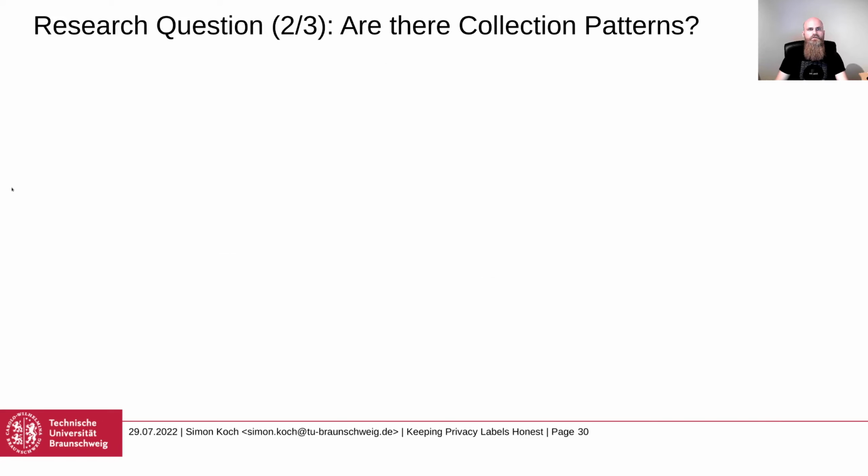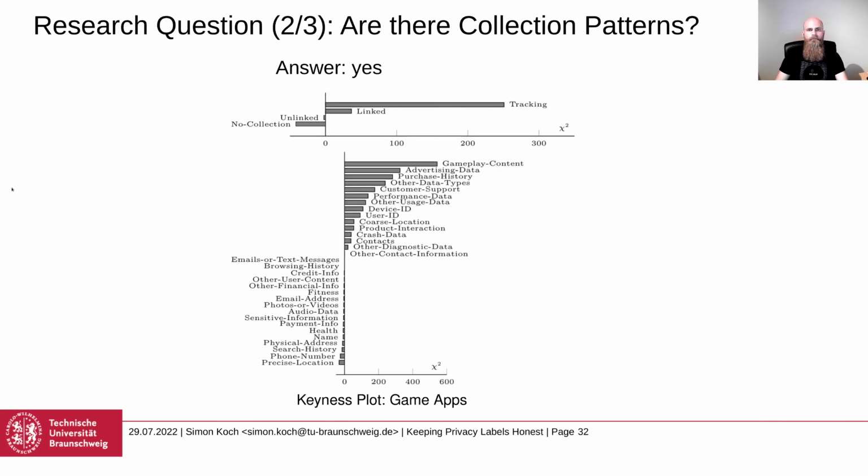The second question we wanted to answer was, are there collection patterns? For this, we downloaded a large amount of different privacy labels and ran this exploratory statistical analysis. And the answer is yes, we can detect collection patterns. For example, we had a look at different app categories, for example gaming, and looked at how they collect data differently than the remaining apps. And here you can see that game apps, for example, really like to collect data for tracking you or linked to you, and do not like to collect data not at all or unlinked to you.